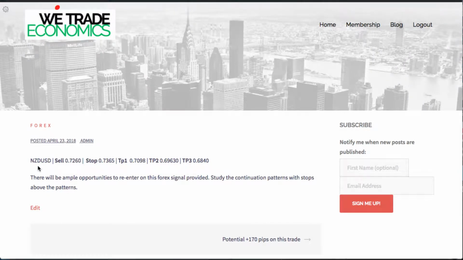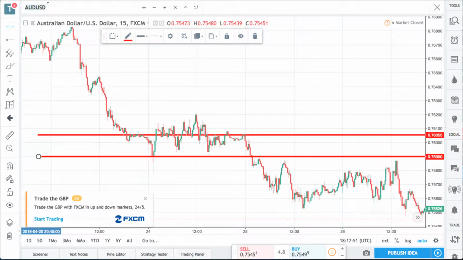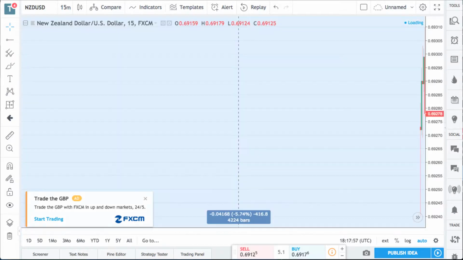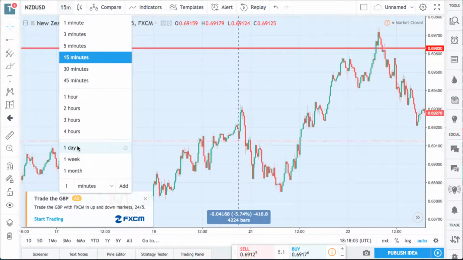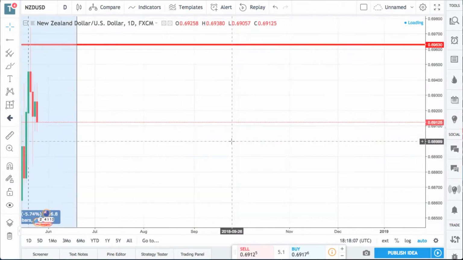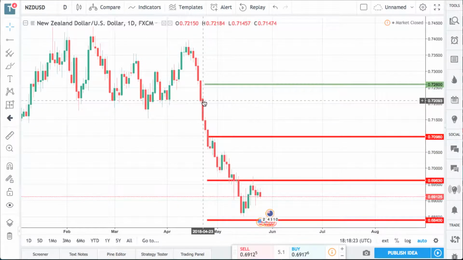So the first trade was New Zealand dollar, and the sell signal was given at 72.60, and the TP3 was 68.40. So let's see how the trade had done. New Zealand dollar. Let's go to the daily time frame. Okay, so here we are. 23rd is this red candle.